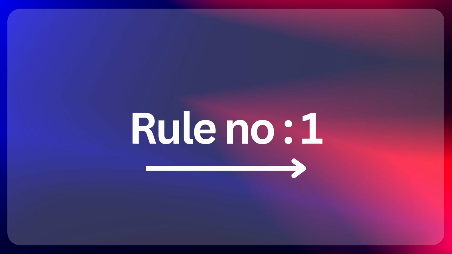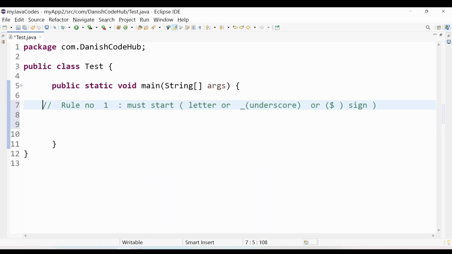See, Java has some strict rules about variable names. And if you break even one of them, your code will not run. So rule number 1 is a variable name must start with a letter or an underscore or a $ sign.